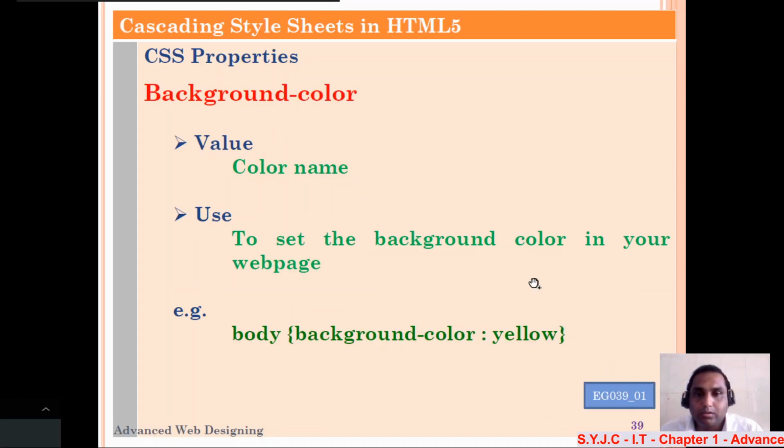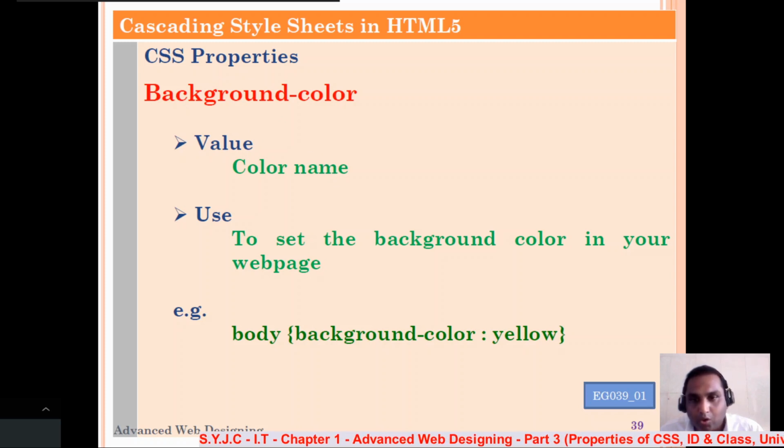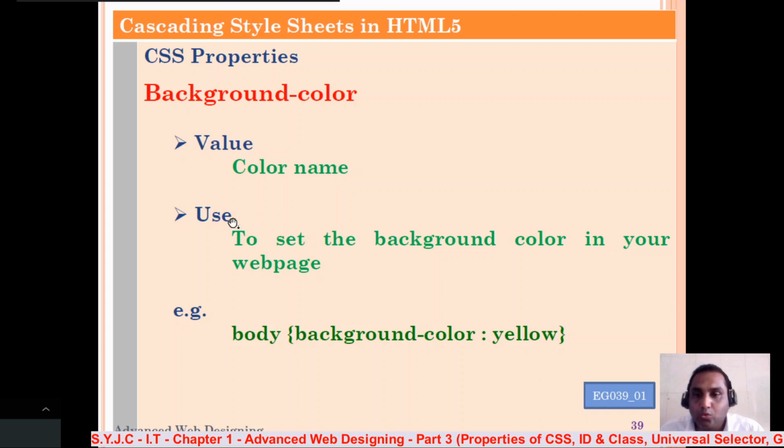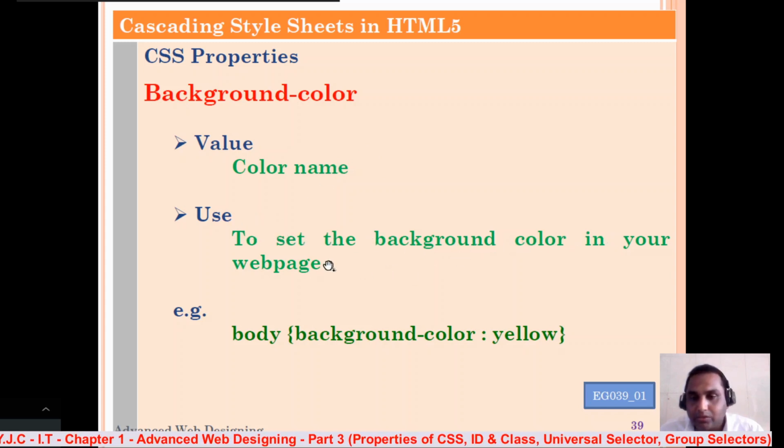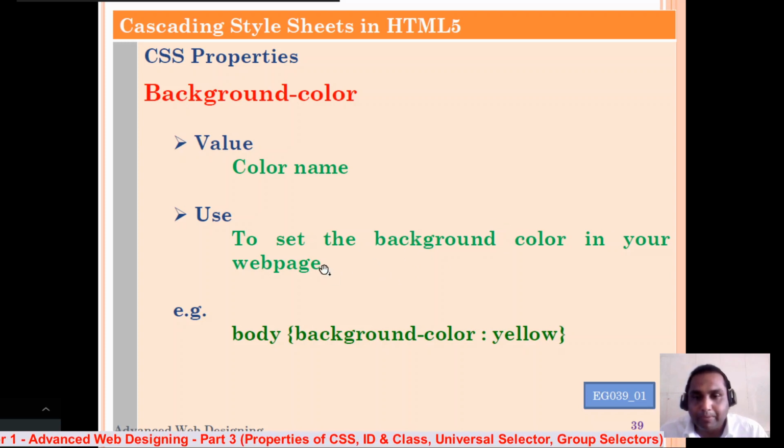Next, we have background color. Again, make a note, it's COLOR. For the value, again the same: you give a color name, either a plain color name, a hexadecimal color code, or you can give it in the RGB function. What is the use of it? To set the background color of your web page or HTML element.